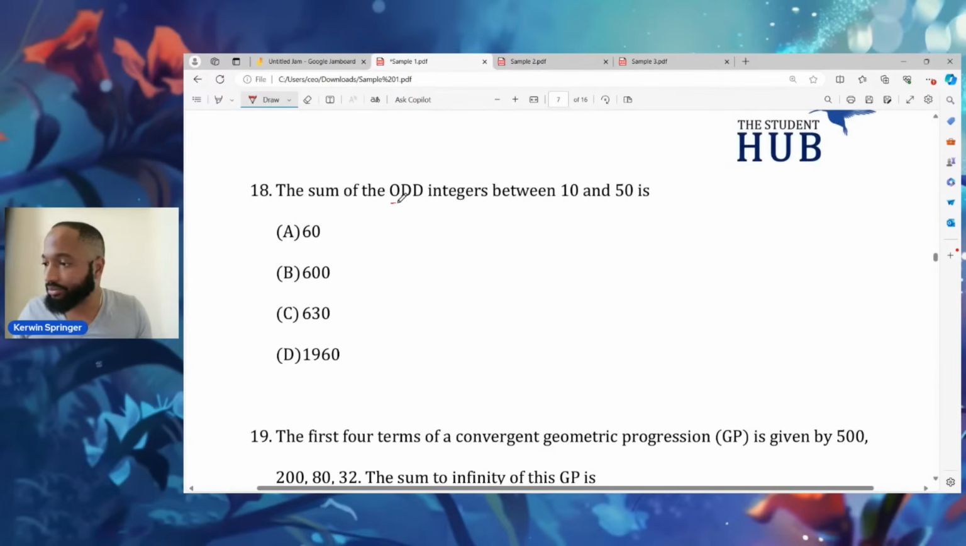Sum of the odd numbers, 10 to 50. This always works out to be 600. So if we work in odd numbers, 10 to 50, there are 40 numbers here. Odd numbers, there'll be 20 of them. We'll be starting on 11 and going all the way to 49. So the first term is A, the common difference is 2. So A is 11, D is 2, and you find the sum.